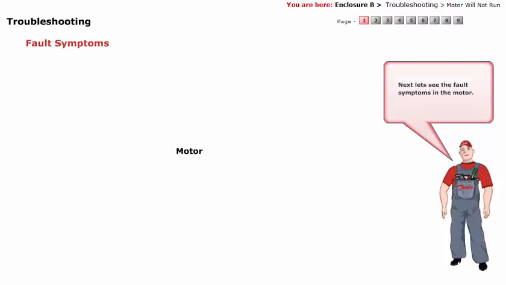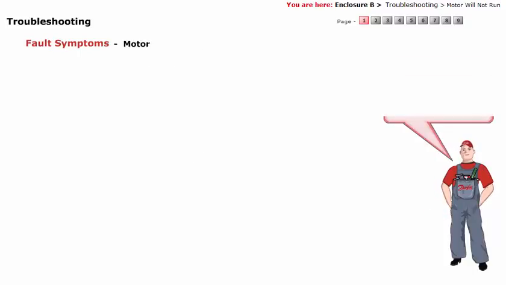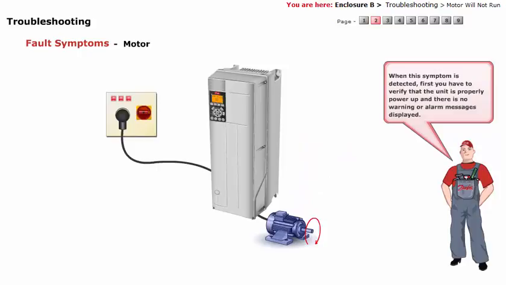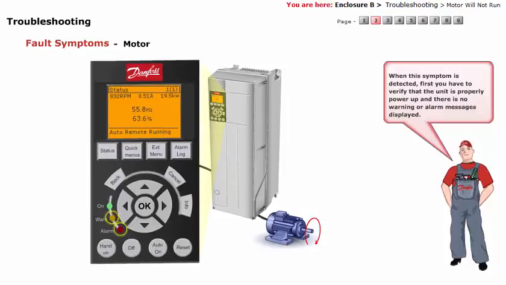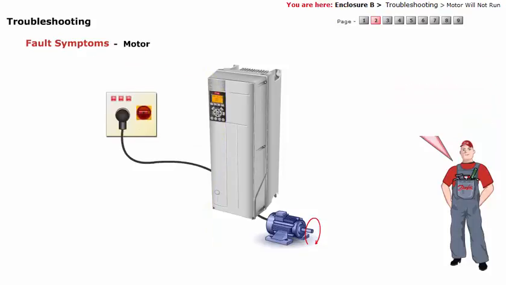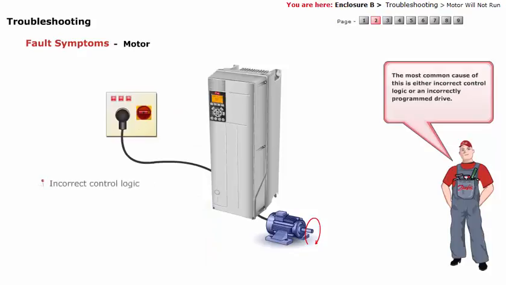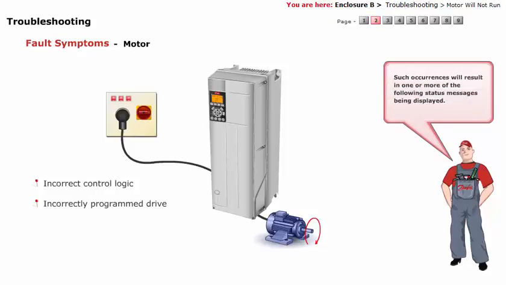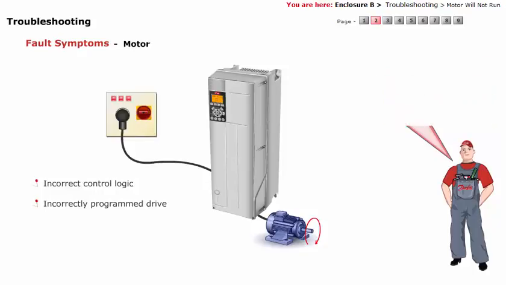Next, let's see the fault symptoms in the motor. Let's consider a situation where the motor will not run. When this symptom is detected, first you have to verify that the unit is properly powered up and there are no warning or alarm messages displayed. The most common cause of this is either incorrect control logic or an incorrectly programmed drive. Such occurrences will result in one or more of the following status messages being displayed.